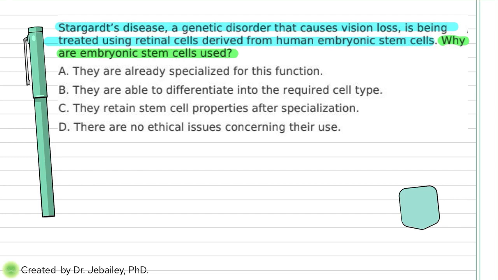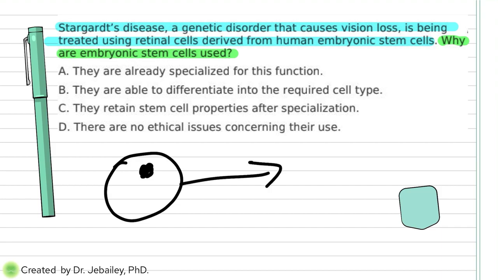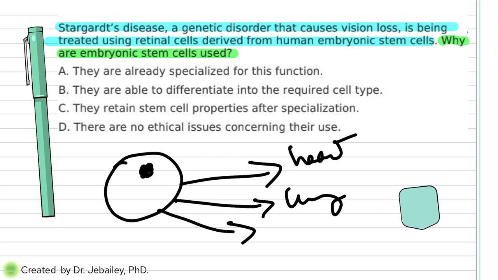Now, if you remember, embryonic stem cells are used to treat diseases, right? Because you can take one little stem cell right here, and you can convert it into a heart cell. You can convert it to a lung cell, or you can convert it to a muscle cell, whatever it is. So in this case, that's what stem cells are used for.